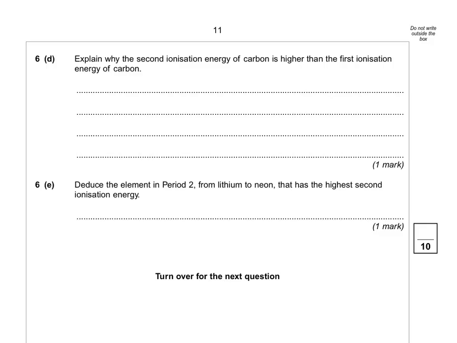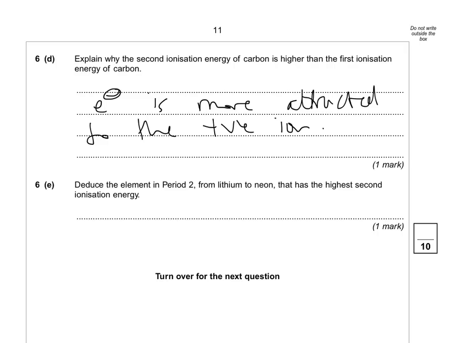Explain why the second ionization energy of carbon is higher than the first ionization energy of carbon. That's because the electron is more attracted to the positive ion. Okay, if something's positively charged, that's going to be more attractive to the electron than something that's just neutral.